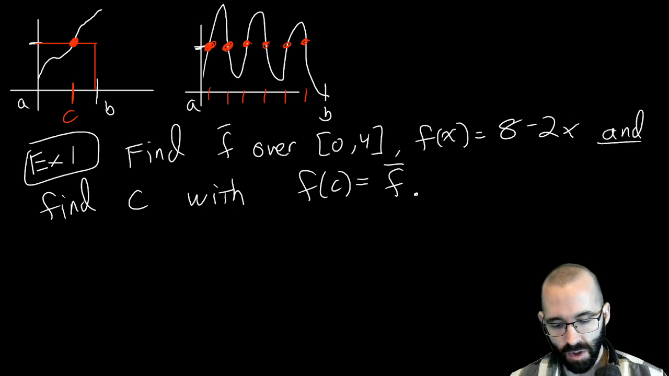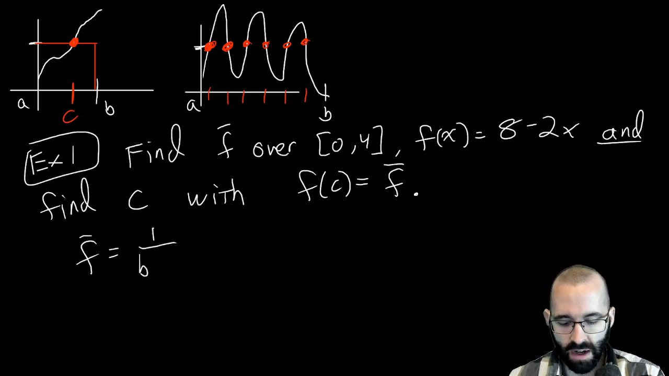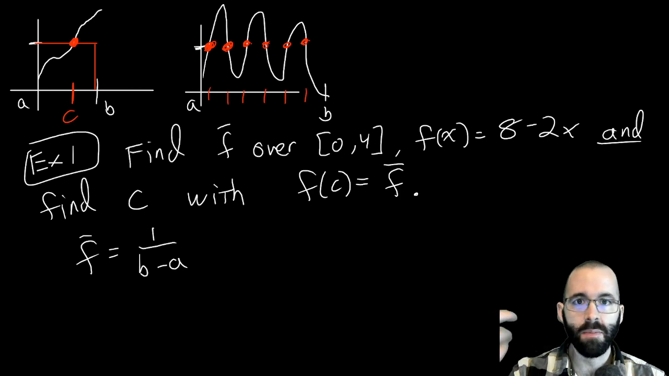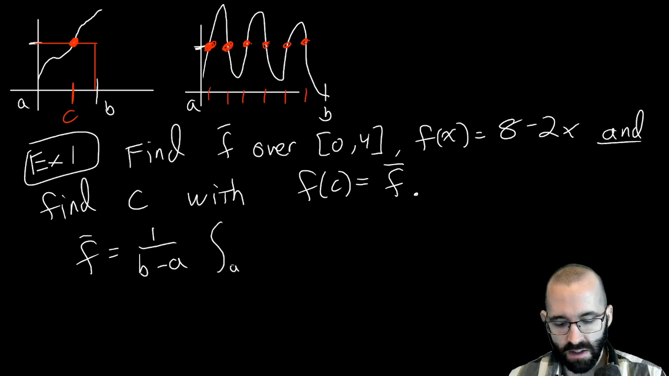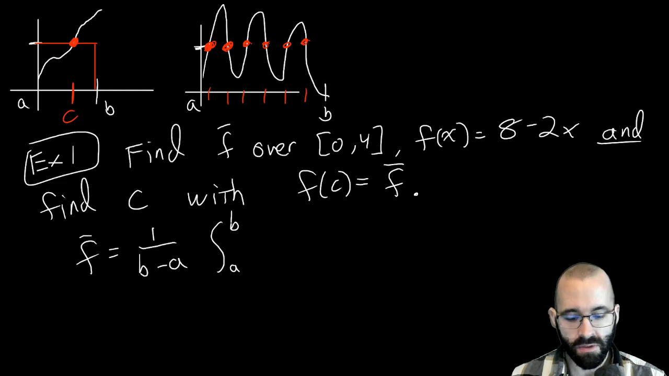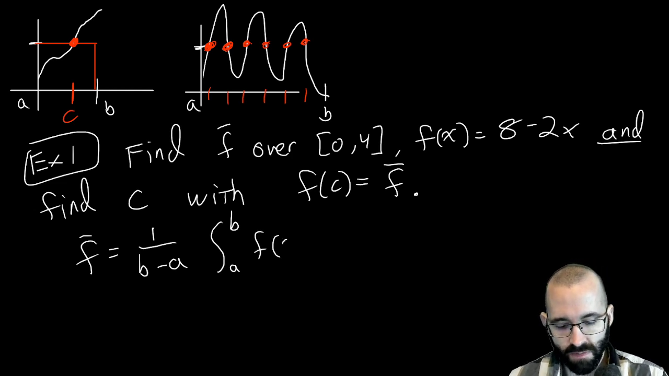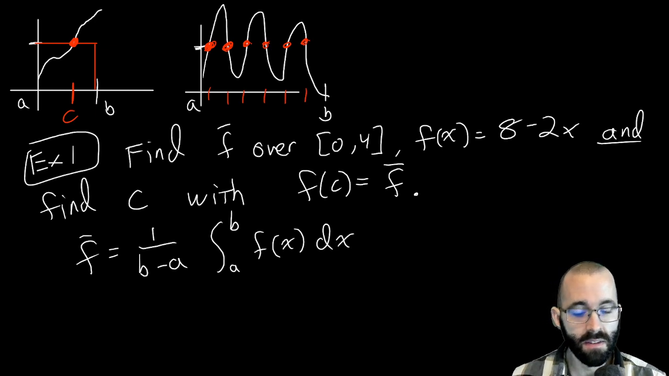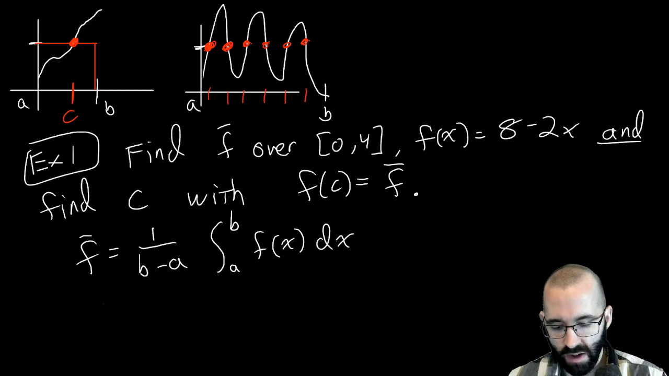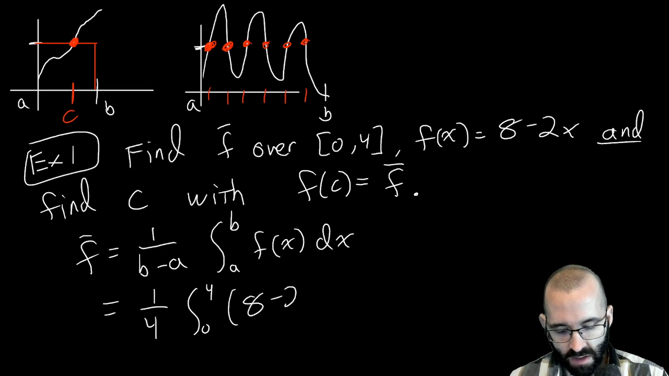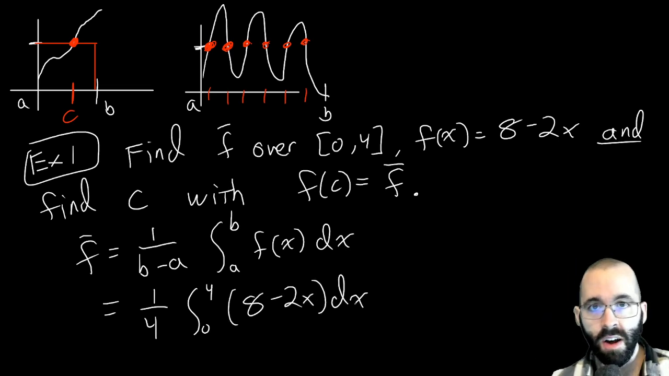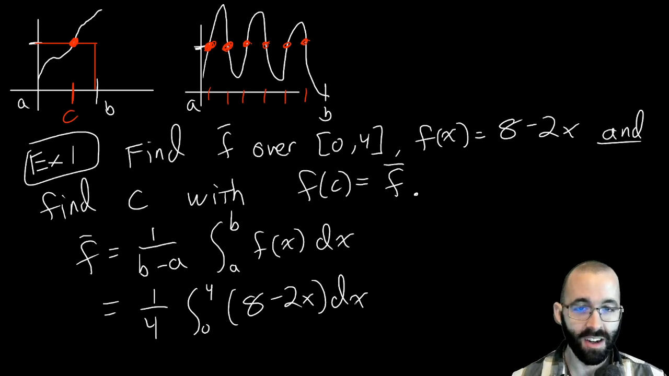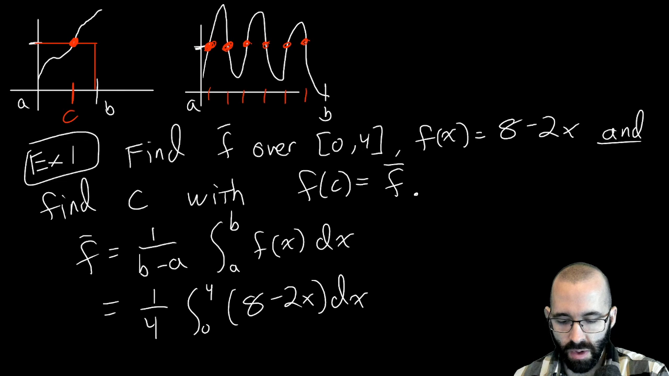All right, so let's do it. Remember your formula for average value. It's going to be 1 divided by b minus a, so just dividing by the width of that interval, times the integral, or the area under the curve from a to b, of that function with respect to x. And so in our case, that's going to be 1 over 4, integral from 0 to 4, of the function, which is 8 minus 2x, with respect to x. Later on in this video, we're going to have a shortcut for how to do this. But in the meantime, we're going to do it graphically.